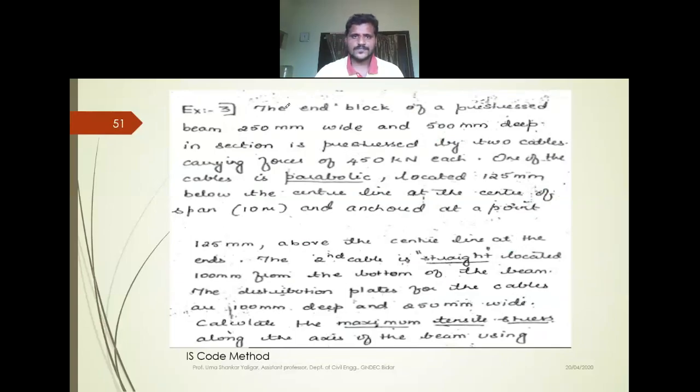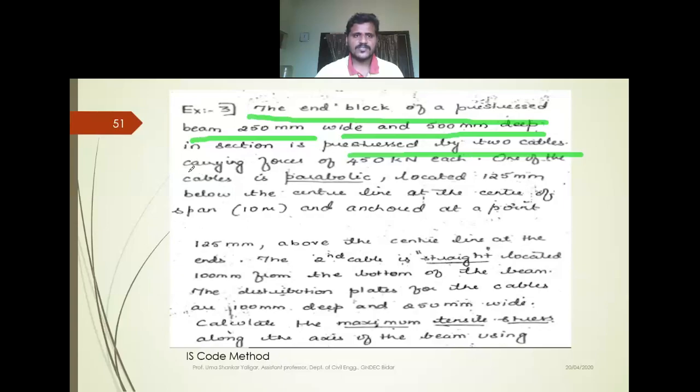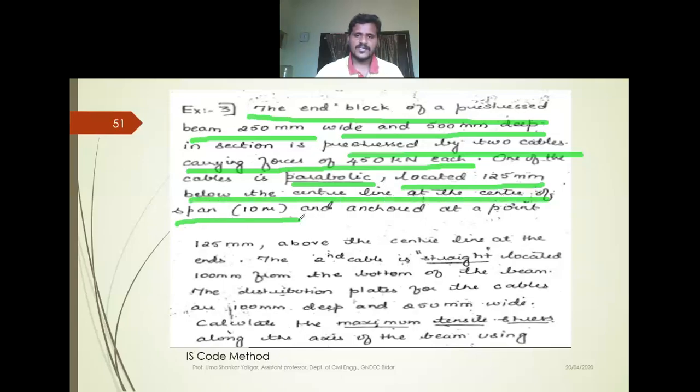Now the third example. The end block of a pre-stressed beam 250 mm wide and 500 mm deep is pre-stressed by two cables carrying forces of 450 kN each. One of the cables is parabolic, located 125 mm below the center line at the center of the span of 10 meters, and anchored at a point 125 mm above the center line at the ends.